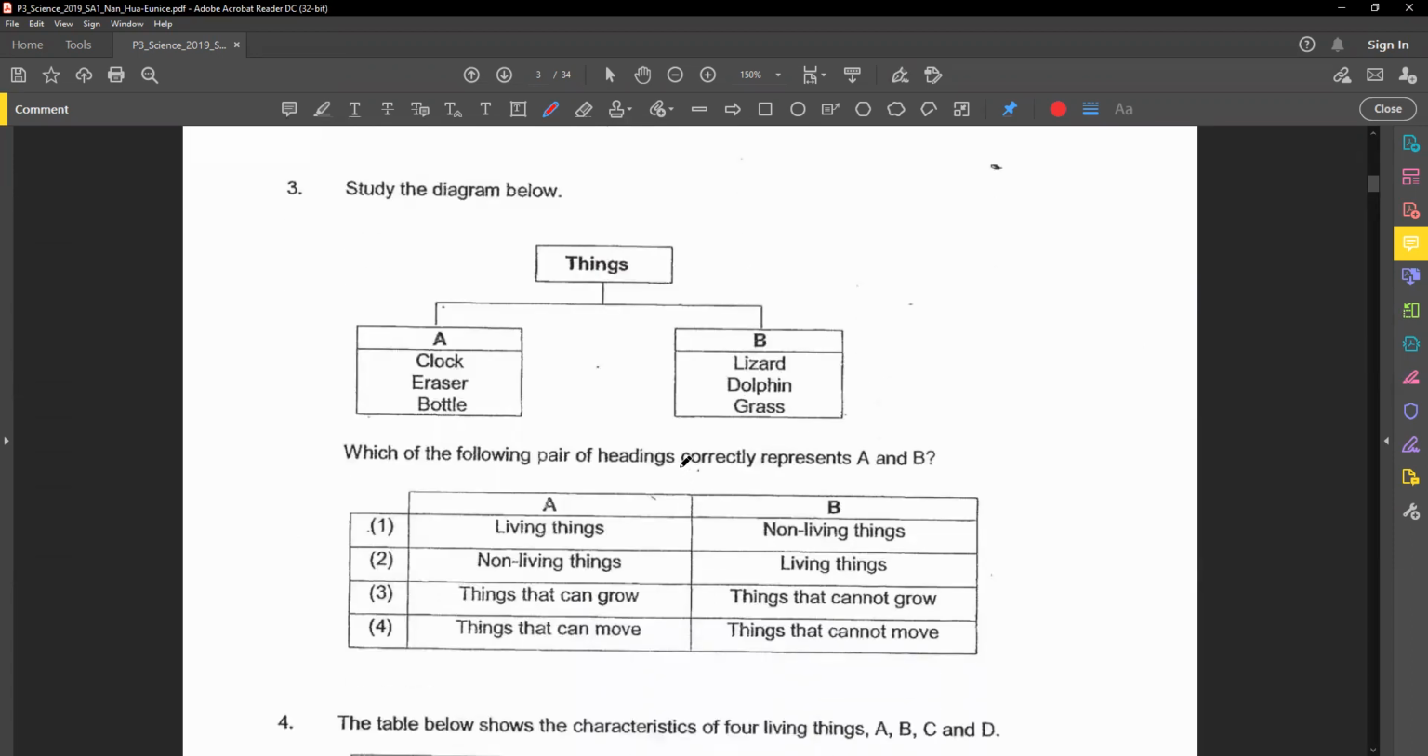Now the third question shows you a diagram with 2 groups of things. We know that the clock, eraser, and bottle in group A are non-living things, while the lizard, dolphin, and grass in group B are living things. So the answer should be 2.